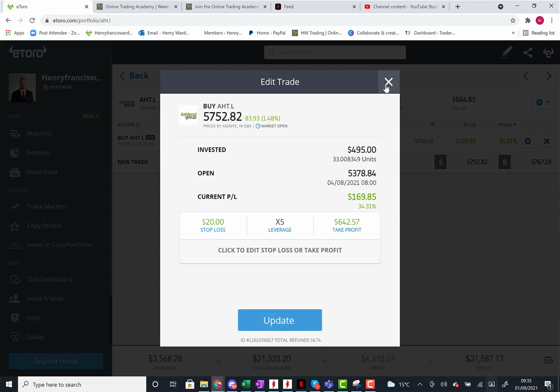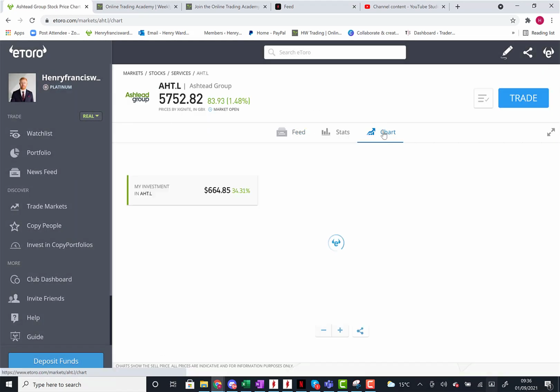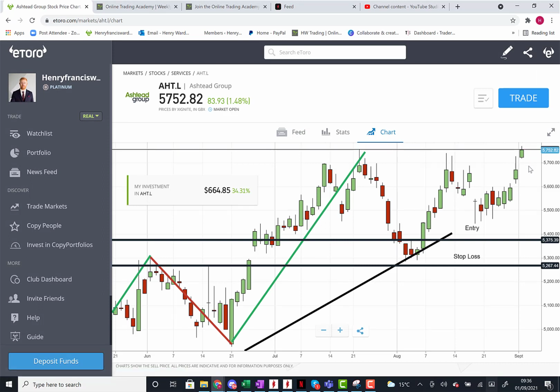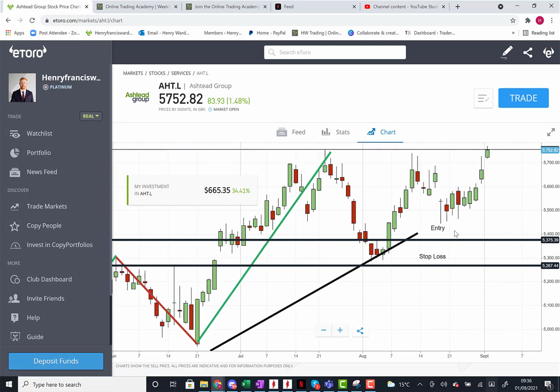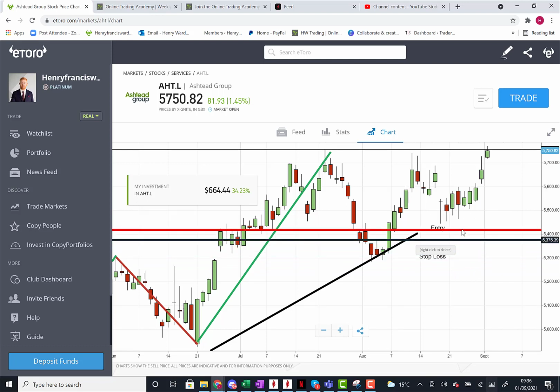And the trade is updated, which means now if I go to the trade itself, if this trade all of a sudden drops down, it means I will get stopped out somewhere around here, somewhere around this level here, underneath this low, which means I will make 20 quid instead of getting stopped out here. So my stop loss has now moved up to there.